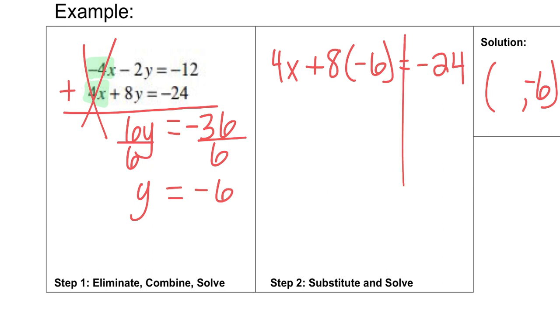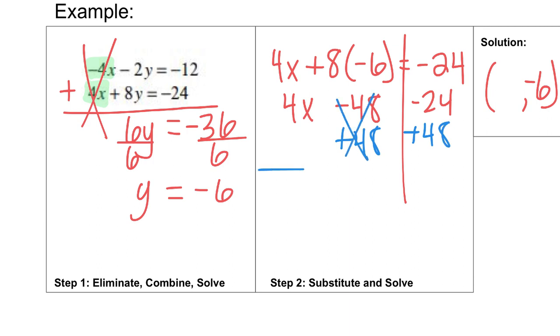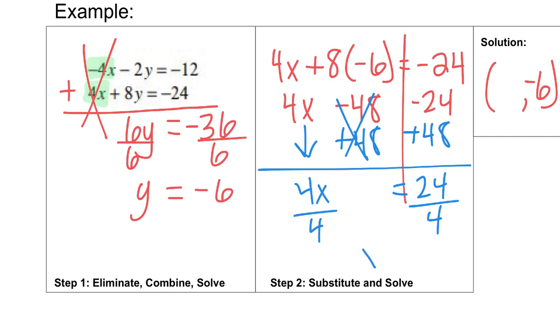Again, it doesn't actually matter which one you use. So to solve this little equation, 8 times negative 6 is negative 48. Bring down my 4x. Bring down my negative 24. And I'm going to add 48, add 48. So 4x will equal 24, and x will equal 6. So my solution to this is 6, negative 6.